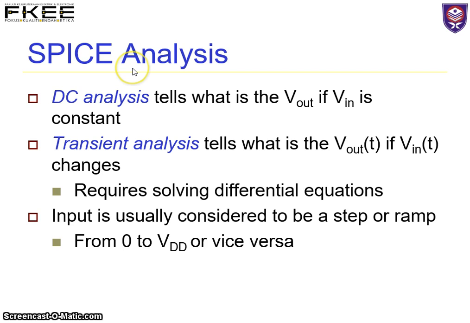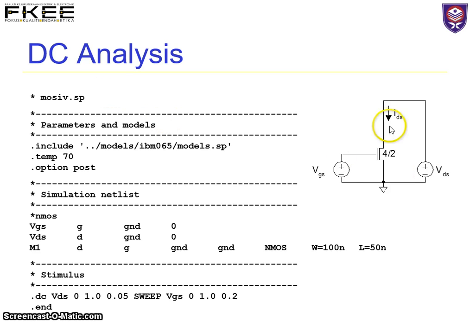And for the analysis in SPICE, usually we do the DC analysis to check what is the output if Vin is constant, and then a transient analysis, what is the output if Vin changes, and other than this you can do the AC analysis, that is regarding the frequency. This is an example of DC analysis of a circuit. We have VGS, VDS, just a transistor. VGS is between gate and ground, VDS between drain and ground, and M1 is between drain, gate, and source. This is your bulk, the fourth terminal, and it is NMOS.